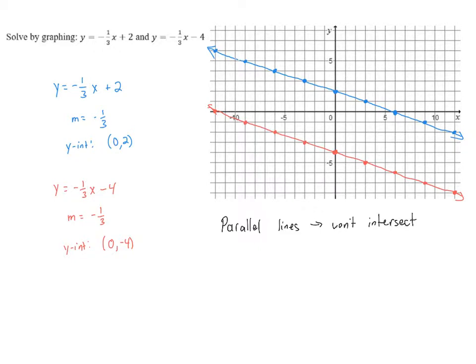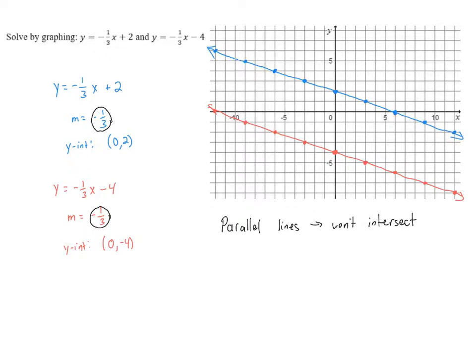And we can verify that they're parallel because parallel lines have the same slope, and each of these has a slope of negative 1/3. So we're not just eyeballing it and saying, oh, they look like they're almost parallel. We can tell for certain that they're parallel by comparing their slopes.